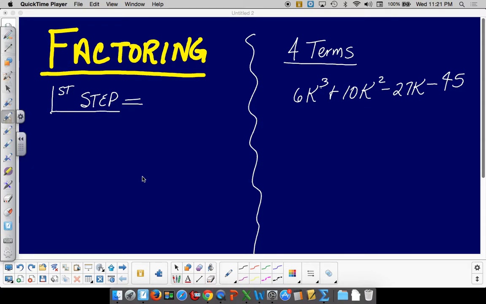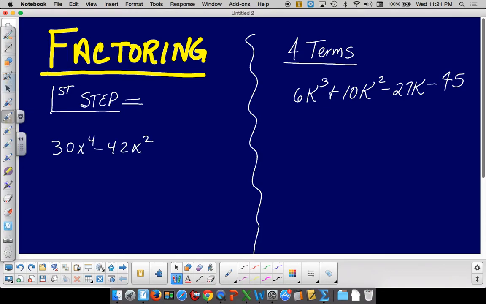However, regardless of how many terms you're attempting to factor, there's a first step you do on every single problem without fail, because it can make your life so much easier if you notice this. And let me give you an example here. If I gave you 30x to the fourth minus 42x squared, what would you do? What can you notice you could do as you look at that?